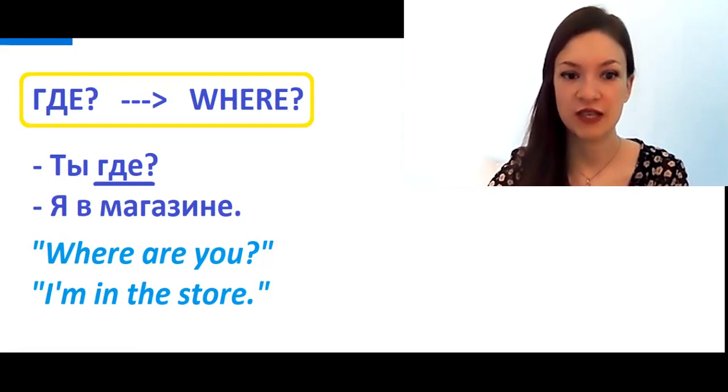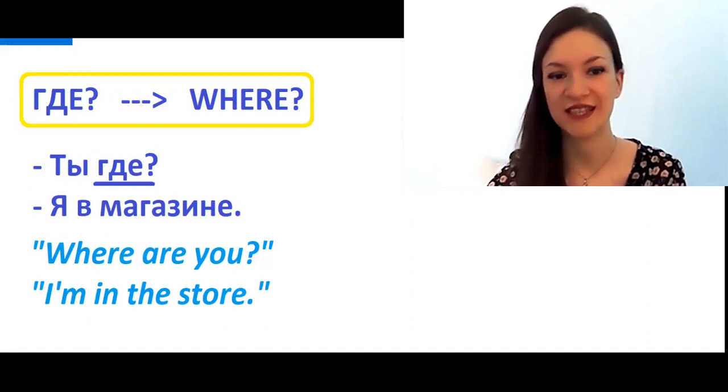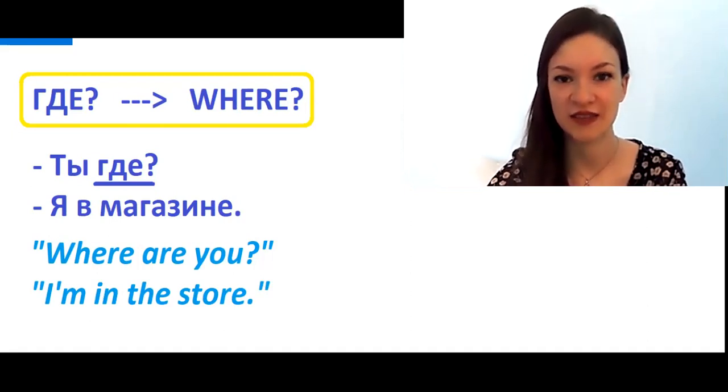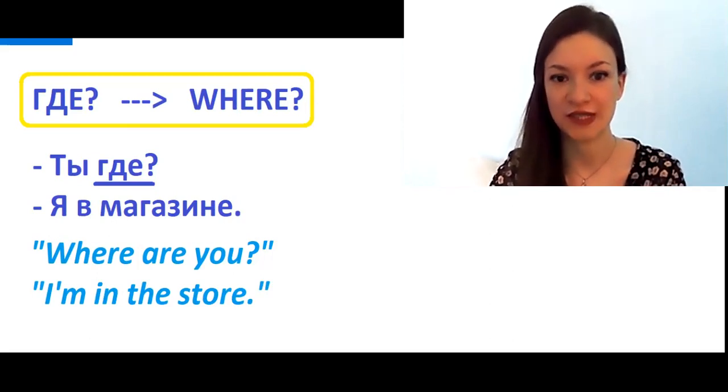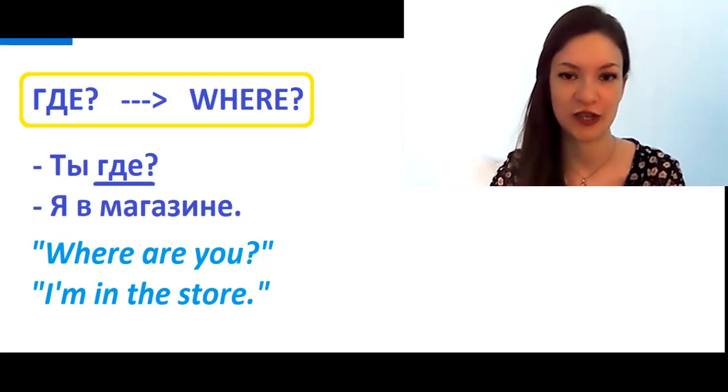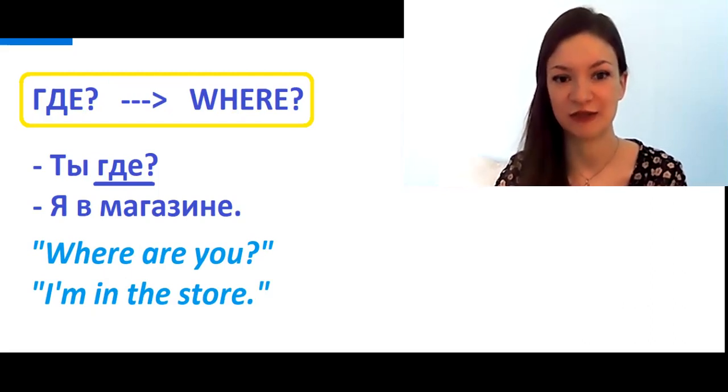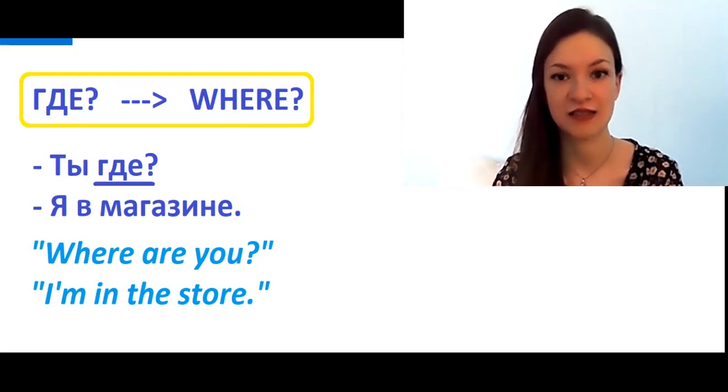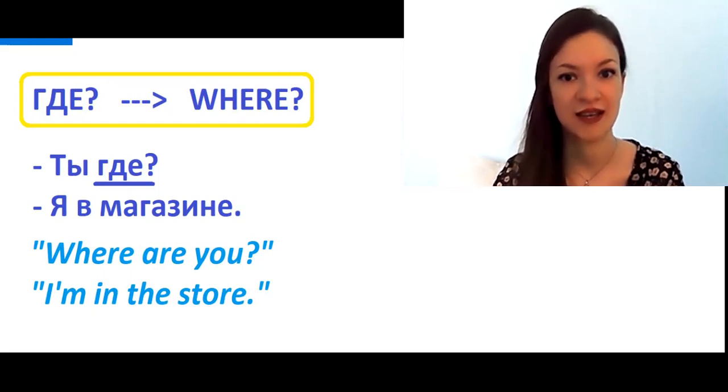So if there is no idea of movement and you, or somebody or something, is already in that specific place, you say где if you ask about where something or somebody is. I hope that you understand this difference. If you have any questions, just let me know in the comments below, because this grammatical moment in Russian language is very important. This difference between где and куда is very essential if you want to learn Russian.